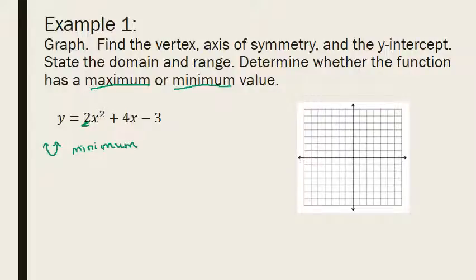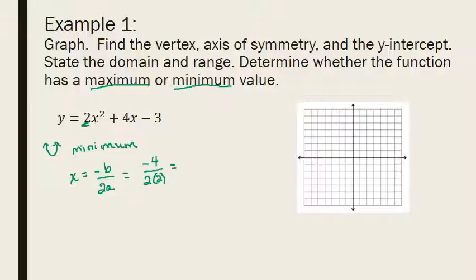Okay, now let's find the vertex. In order to find the vertex, we're going to do x equals the opposite of b over 2a. The b here is 4, so I'm going to do the opposite of that, which is negative 4, over 2 times our a value, which is 2.